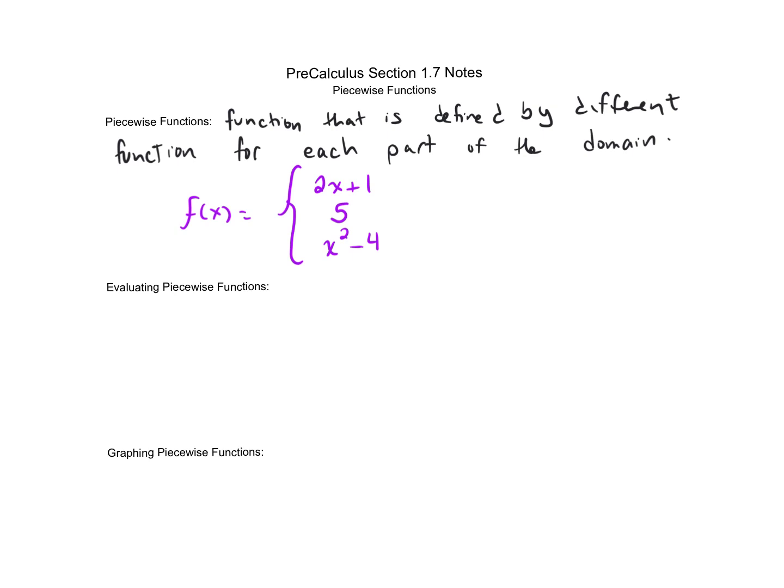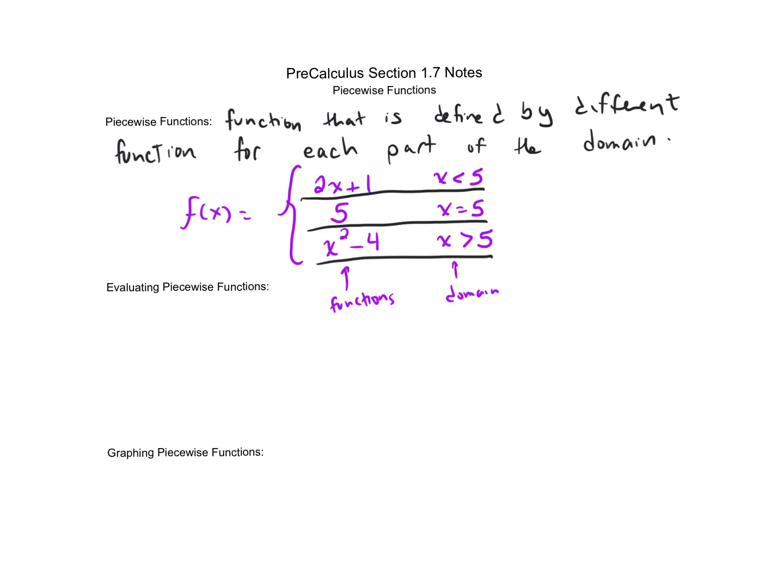So you have these three pieces, a line, a constant, and a quadratic. Now, you don't know which piece you're using unless you define the parts of the domain. So typically, these are our different functions, and then next to it, we're going to put some pieces of the domain. So maybe I'll put x less than 5, x equal to 5, and then maybe x greater than 5. So this part of the function is good for x less than 5. This part is good if x is only equal to 5. And this part is good if x is greater than 5.